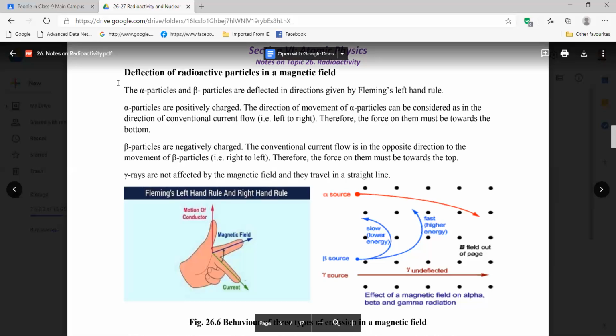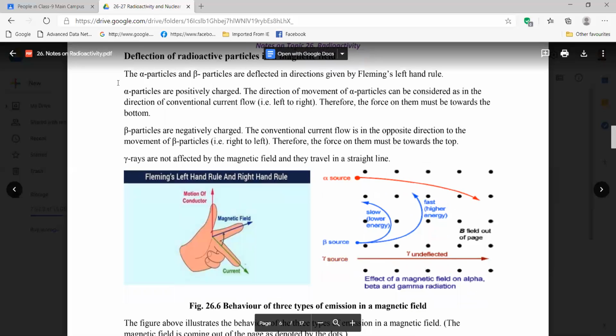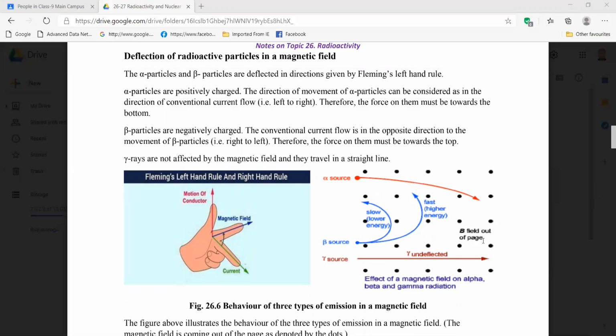Okay, so this one, the dotted points. You see the dots here given. It's written here, B field out of page. B field out of page. Okay, so B field means magnetic field.